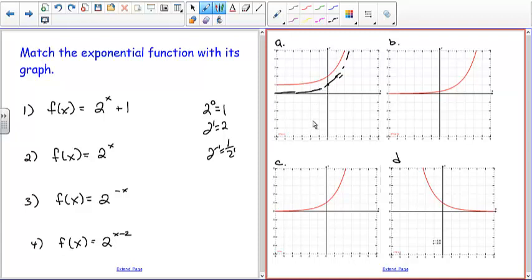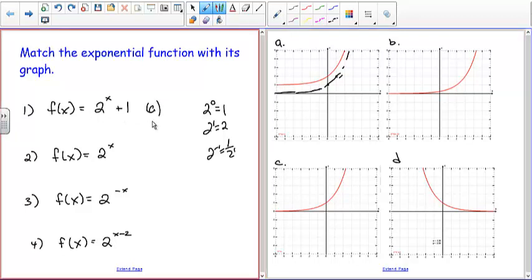So one thing you can see here is that this one is shifted up 1, because if we follow this graph down, the red graph here for A, you see it approaches positive 1. So this must mean that equation 1 goes with A.